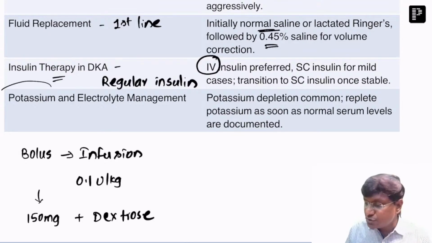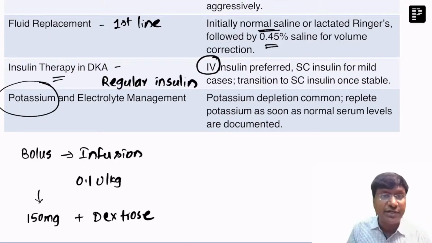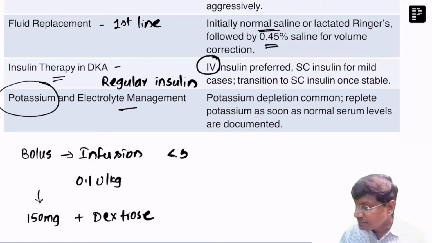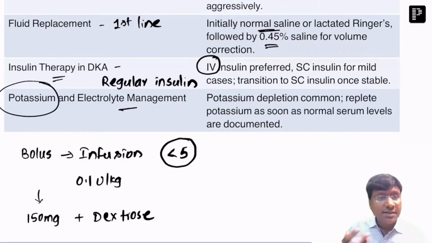And whenever you are giving insulin infusion, potassium monitoring has to be done because insulin is the one which will shift the potassium from the extracellular compartment to the intracellular compartment. Okay, so potassium monitoring as well as electrolyte management is very, very important. And the normal value of potassium is 3.5 to 5. Even if the potassium drops to less than 5, you need to give potassium supplementation.